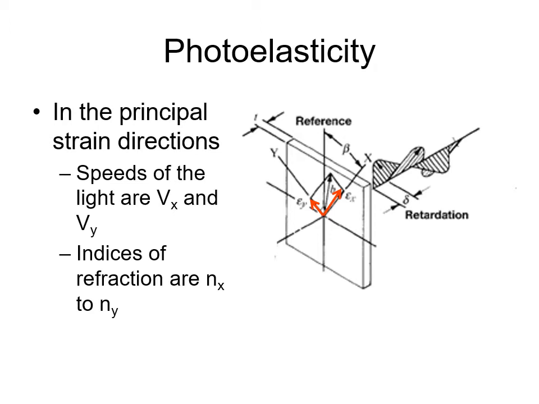In this diagram, we can see that in our principal strain directions, our speeds of light are in components of Vx in the x direction and Vy in the y direction, and our indices of refraction are Nx and Ny. We want to break things down in terms of components, and this is based upon our reference angle beta.